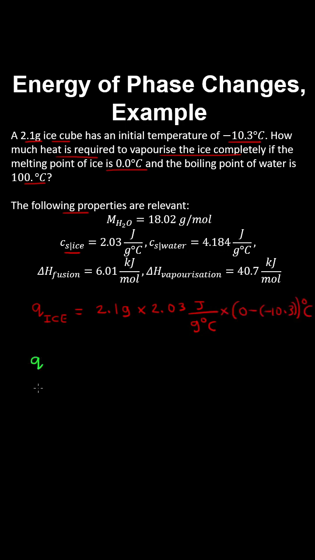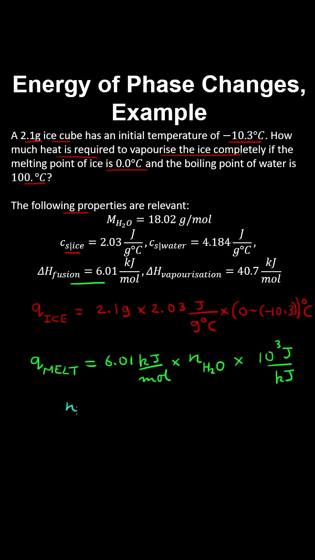And now the heat required to change phase from a solid to a liquid is equal to the enthalpy of fusion multiplied by the number of moles of H2O, and we can convert this to a number of joules. And you can obtain the number of moles of H2O using the mass and the molar mass.